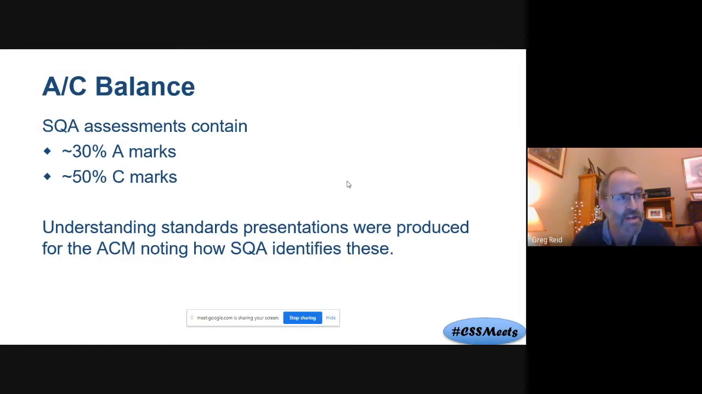An A mark question should be one that's challenging, and it should be achievable by approximately 30% of the people that sit the paper. And a C mark question should have at least 50% of the candidates getting it right. It's not a definitive thing. With a lot of experience, you can have a very good go at predicting how a question is going to behave and how it is going to work. But kids will still surprise you.